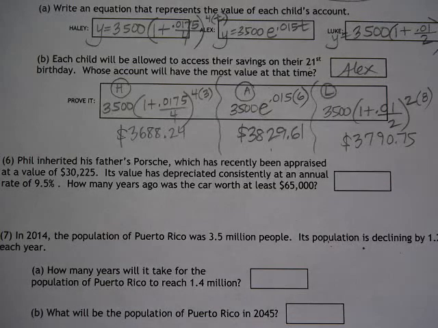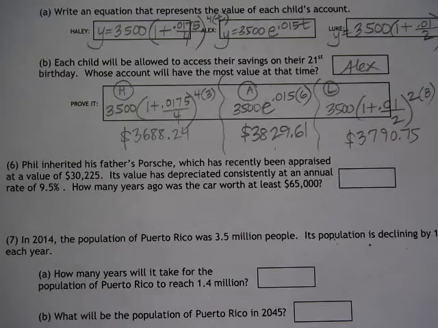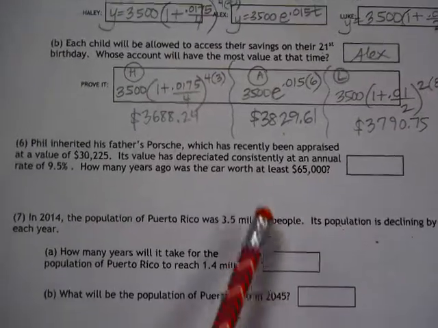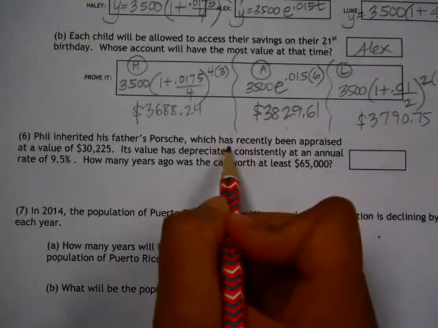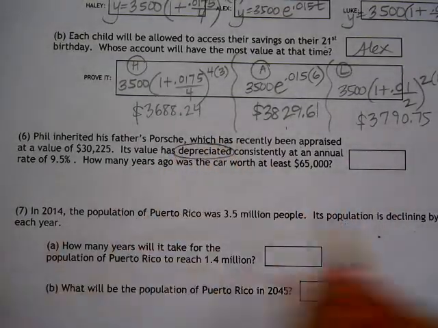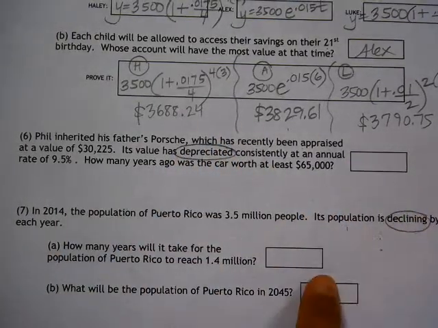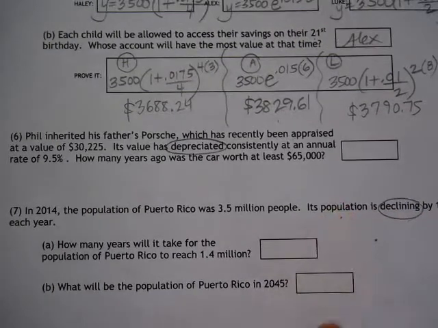Let's also look at Number 6 and 7, and actually these two I'll go ahead and do in a separate video. The keyword on these is depreciated, declining. So refer to the next video for number 6 and 7.